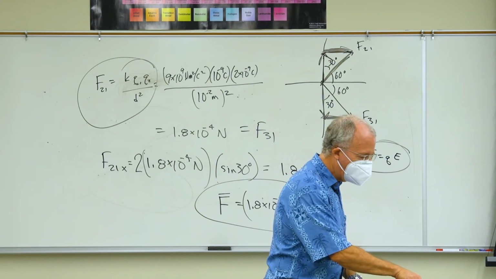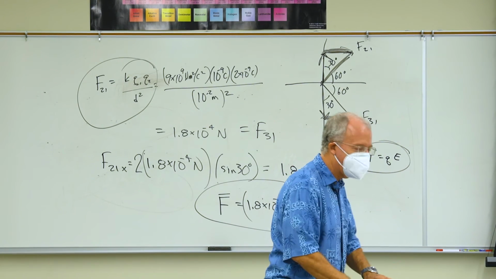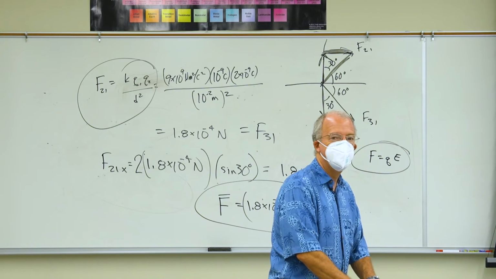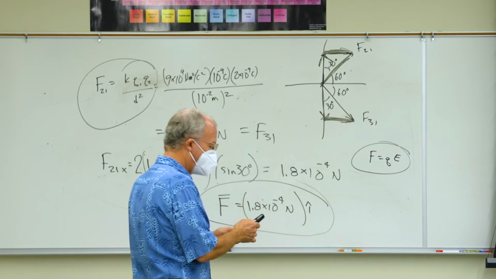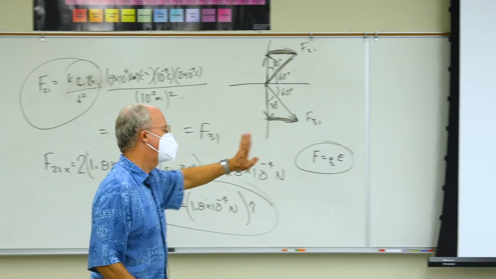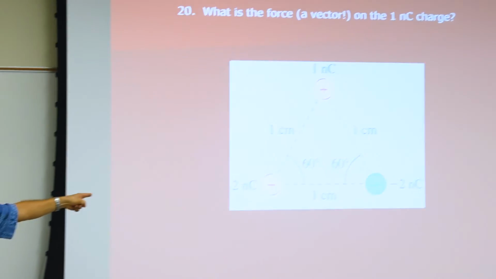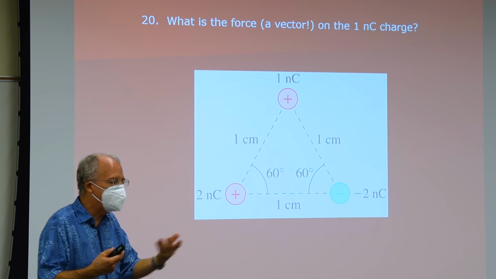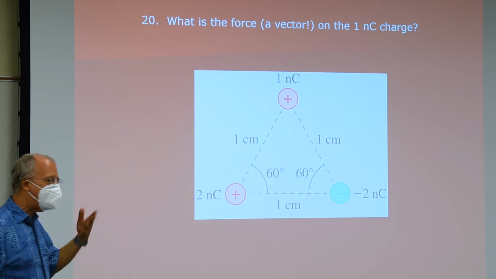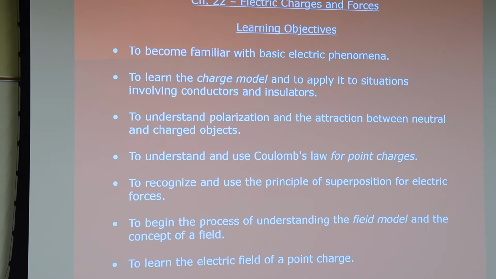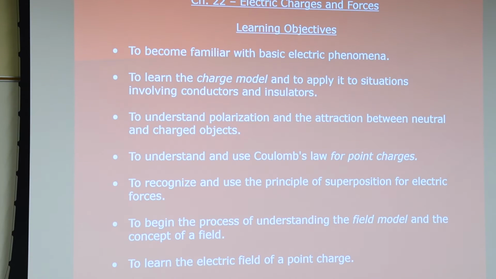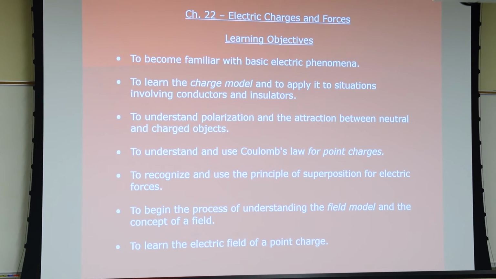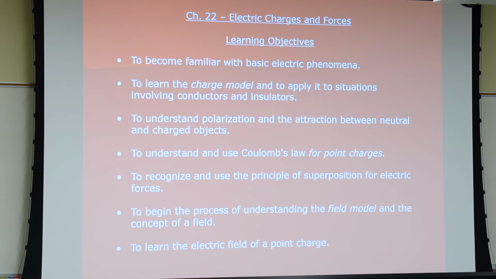Okay, so any more questions about chapter 22? Come on, these are sort of boring, right? But you have to do them because it's just an example of Coulomb's law, and you're good at it from 121, so okay. This is what we learned in this chapter: some basic electric phenomena, plus and minus, attract, repel and all that.